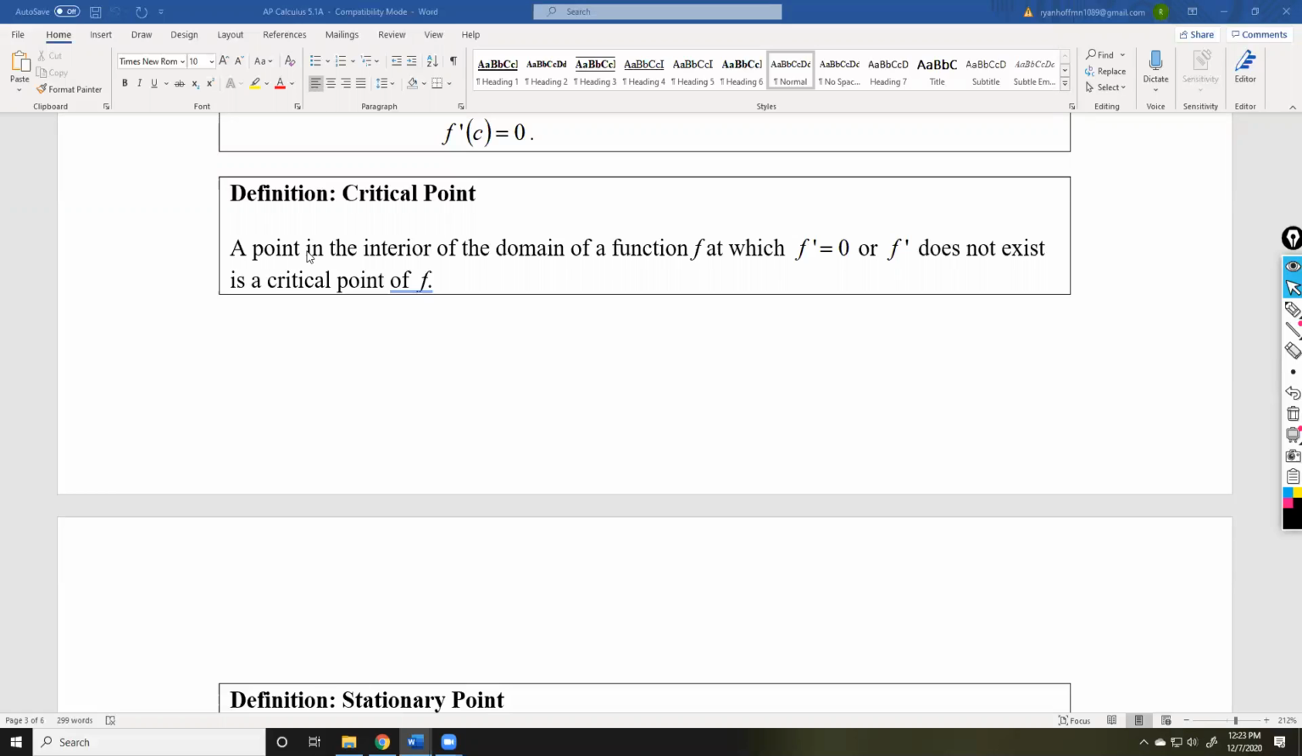If the derivative is 0 or does not exist, then it is what is called a critical point. A critical point is a point where the derivative is 0 or does not exist. That's going to be our first key term. The first thing we're going to be finding on these problems is a critical point. Where does the derivative equal 0 and where does the derivative not exist? Based on that, we'll be able to get some information from there.